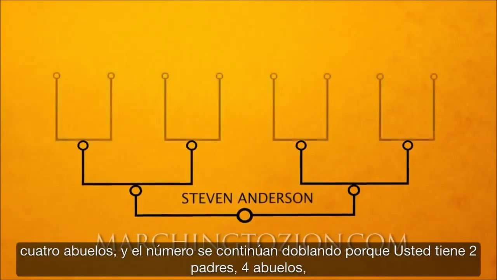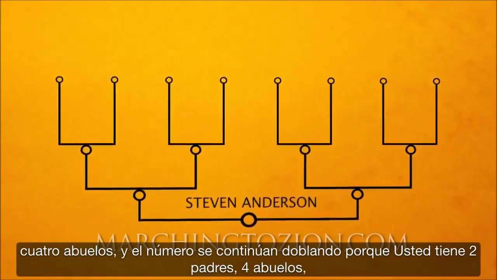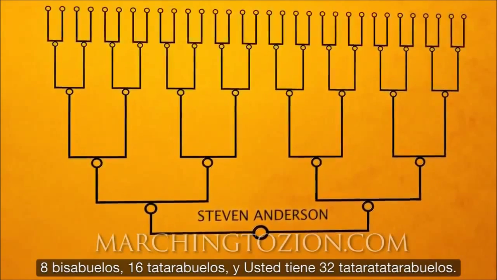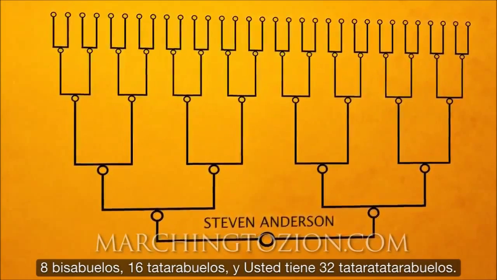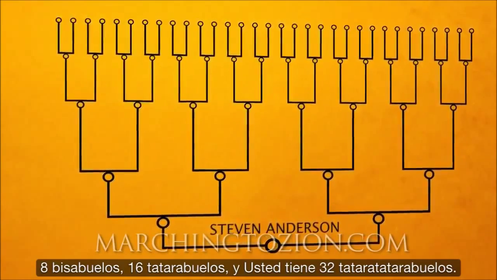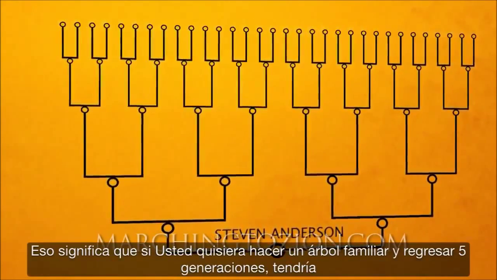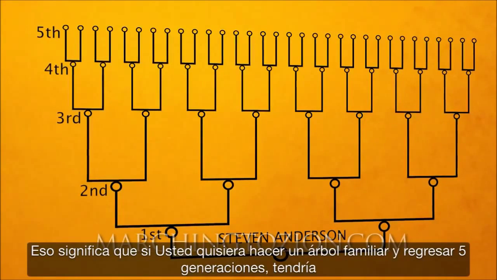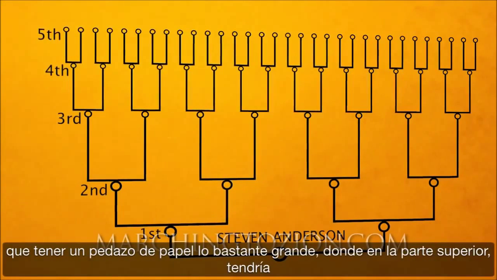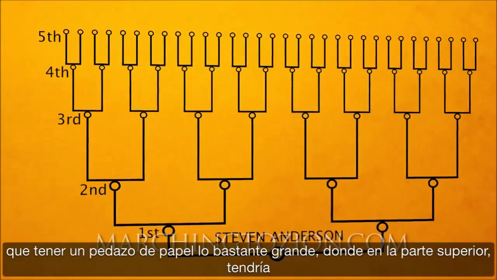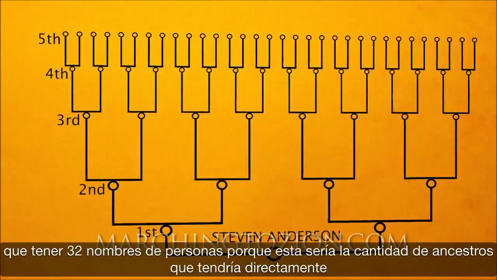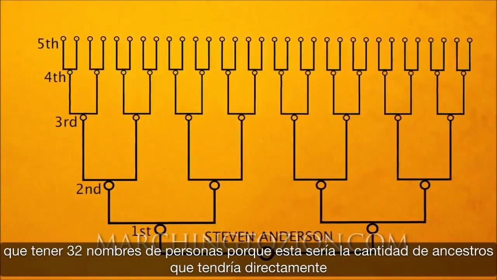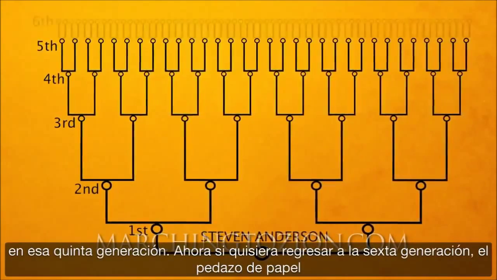Parents, 4 grandparents, 8 great-grandparents, 16 great-great-grandparents, and you have 32 great-great-great-grandparents. That means if I were going to do a family tree that went back 5 generations, I would have to have a piece of paper wide enough to where at the top of that paper I'd be able to have 32 people's names, wouldn't I? Because that's how many ancestors I'm going to have directly in that 5th generation.